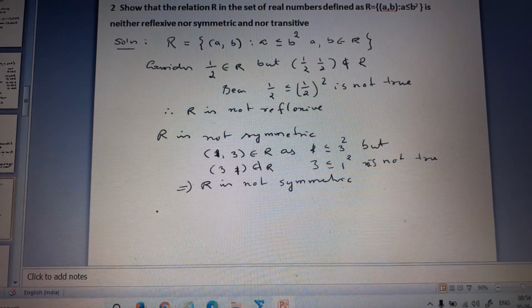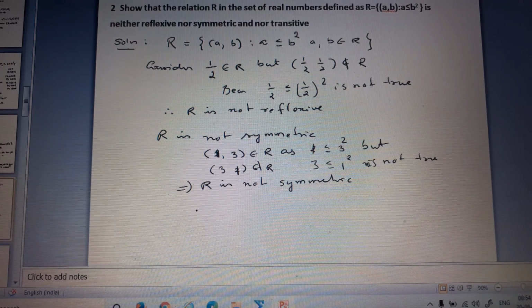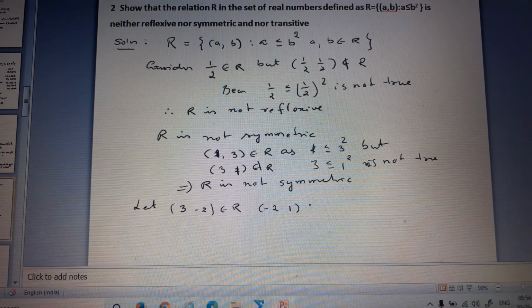Now, is R transitive? You have to check whether R is transitive. So, how to check? Let me take (3, minus 2) belongs to R, and I will take (minus 2, 1), this also belongs to R. Check whether it is correct. See, 3 is less than minus 2 square. Definitely it satisfies. Minus 2 is less than 1 square. Definitely it also satisfies.